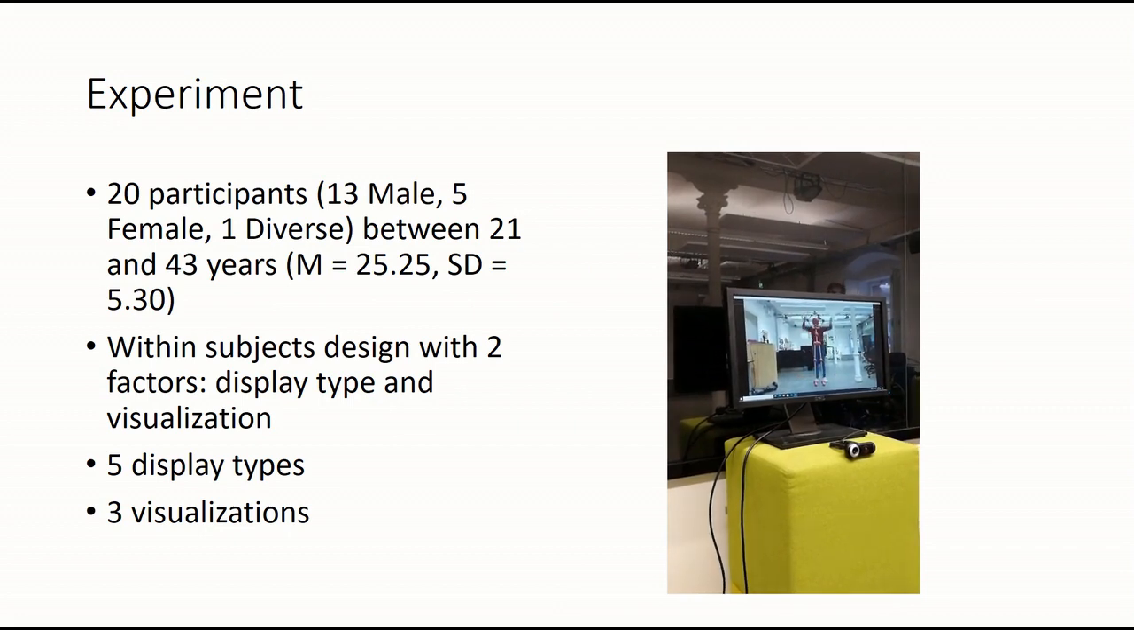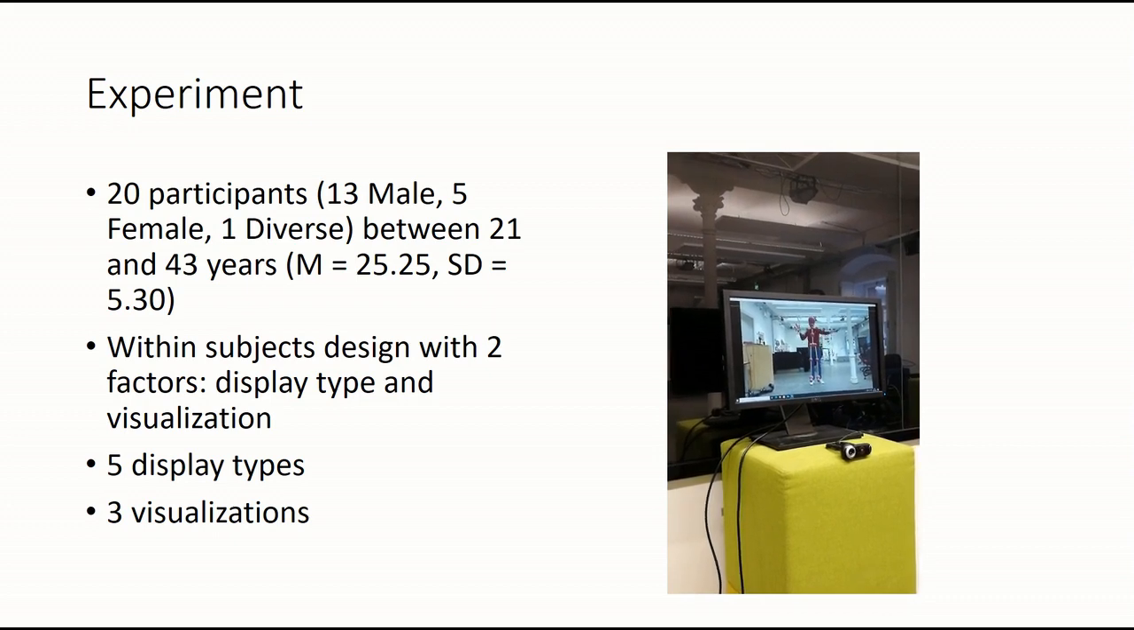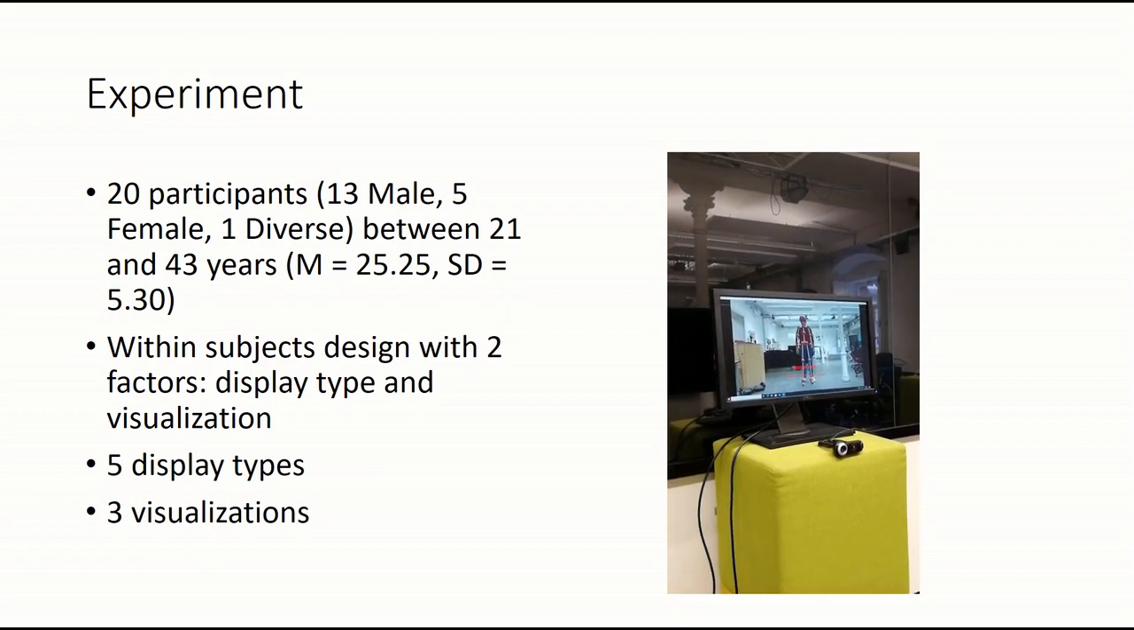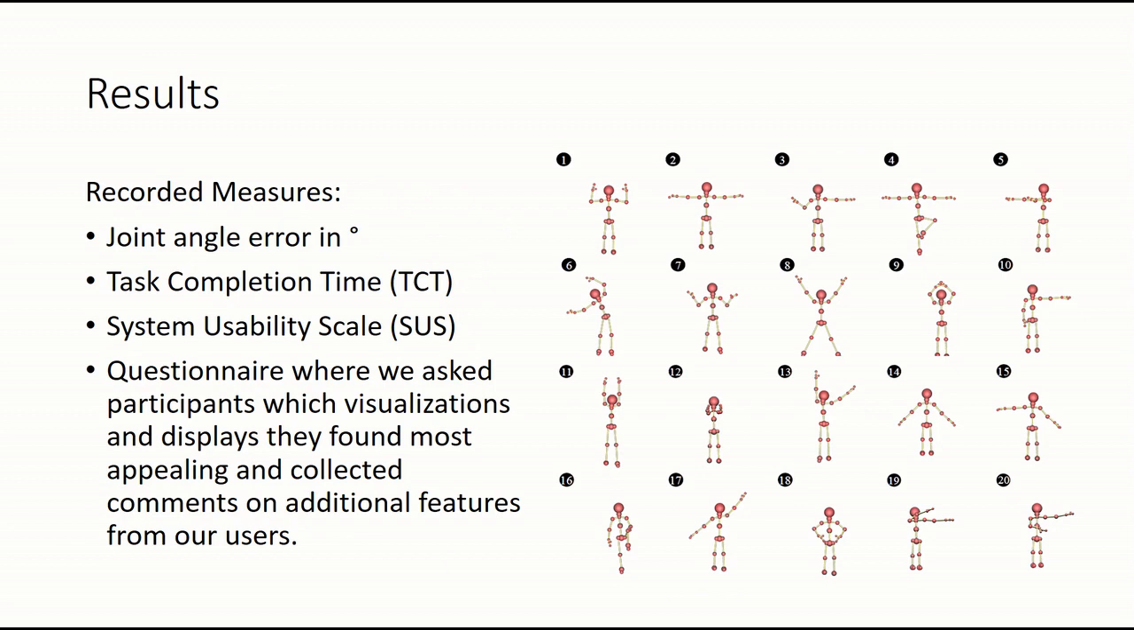For display type, we had 5 displays: a smartphone, a tablet, a desktop monitor, a TV, and a large display. And we used 3 visualizations: a skeleton, a silhouette, and a 3D body model. We recorded the joint angle error in degrees while the participants were performing the postures. We also recorded the task completion time and the answers to our system usability scale questionnaire. In the end, we also asked participants which visualizations and displays they found most appealing and collected their comments on additional features.